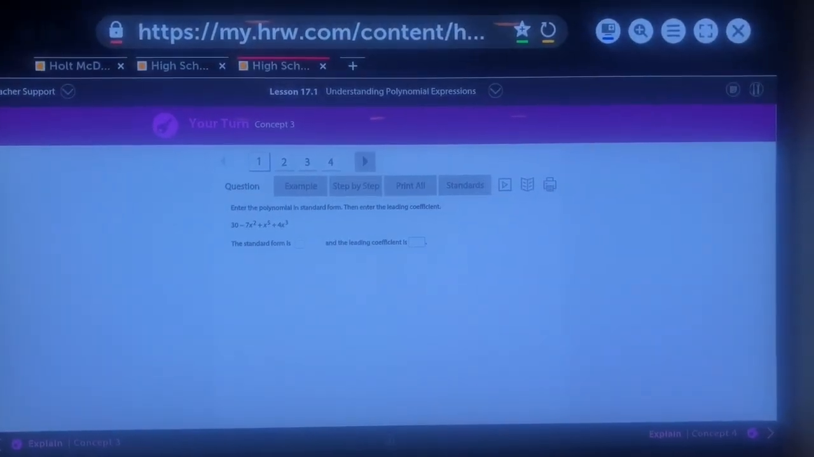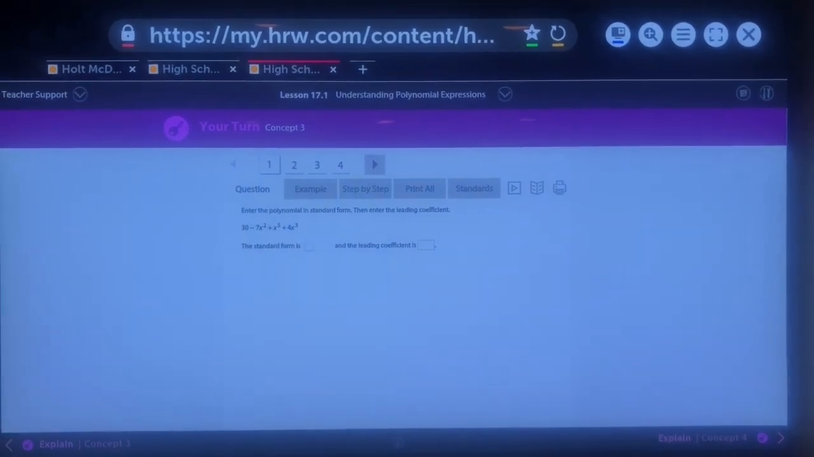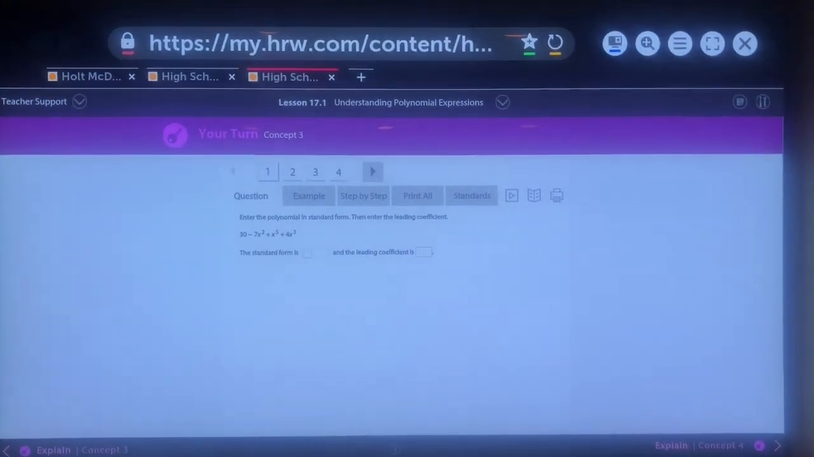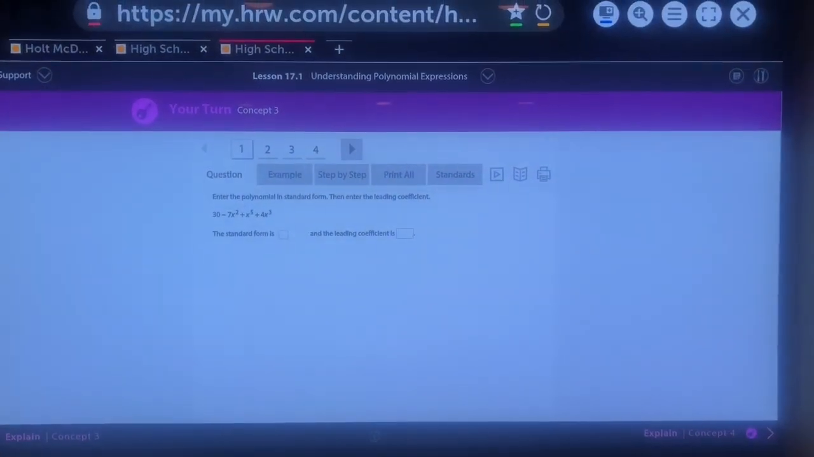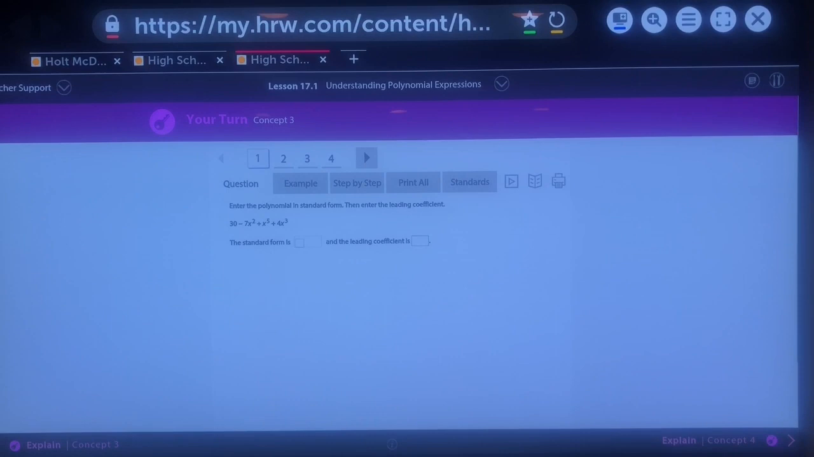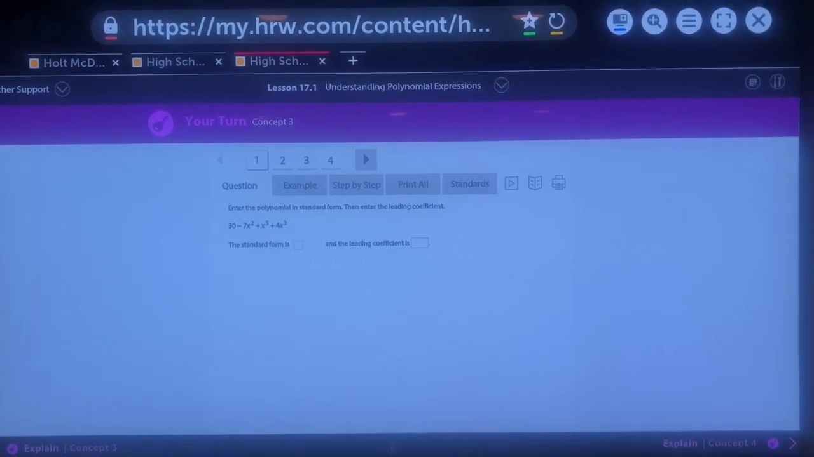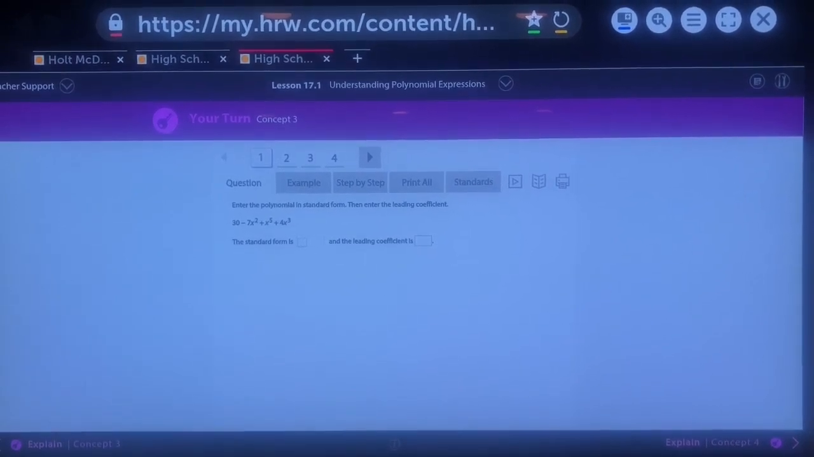So now here's your chance to try one. 30 minus 7x squared plus x to the 5th plus 4x to the 3rd. Okay, so there's your question. What you should do is close your video down now, write it down, and then I'm going to give you the answer.